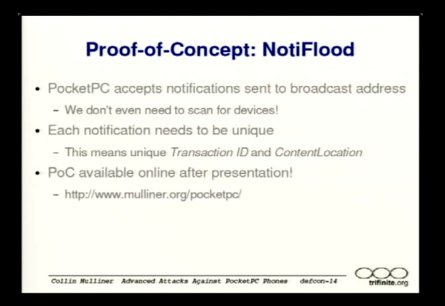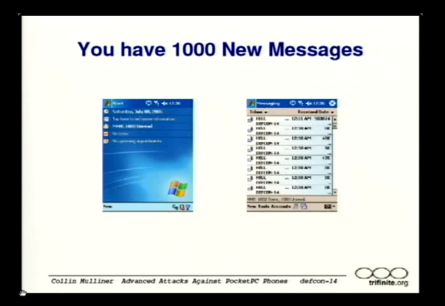So of course we're going to publish a tool. I haven't put it on the website yet. The trick for the flooding is to make the phone believe each message is a new message, and for that we just have to have a unique transaction ID and content location. If you look at the slides later with the notification printout, you can see what parts you have to modify in order to have a nice small unique notification message. And yeah, that could happen to you today if I put the tool online.